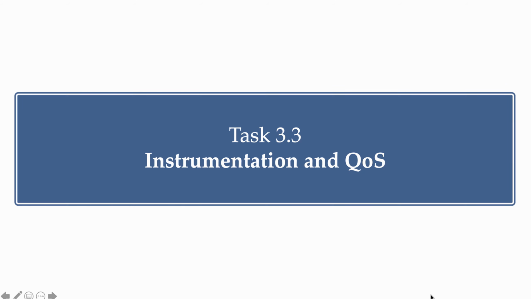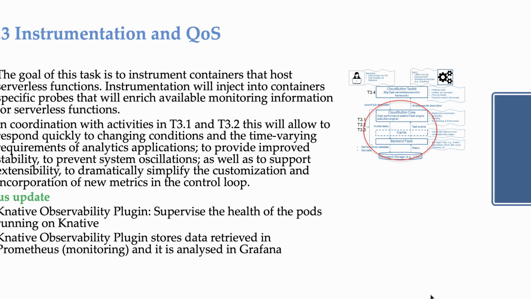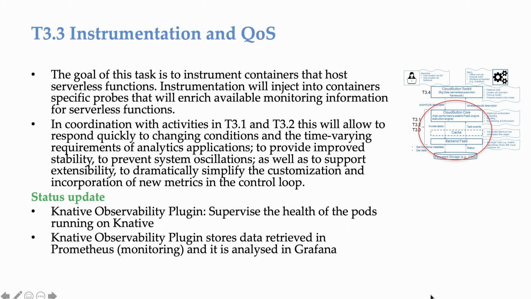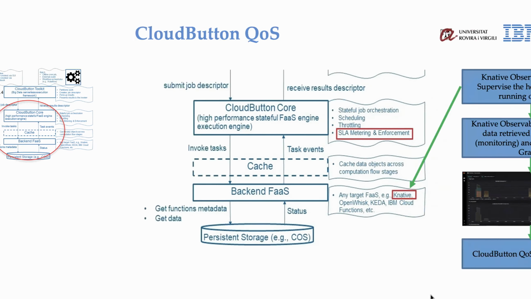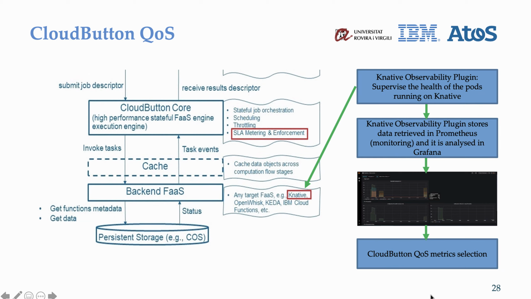Task 3.3, Instrumentation and Quality of Service. This task is led by Atos, and the idea here is to monitor and understand the efficiency of the system in runtime. They developed a plugin for Knative, and then data can be analyzed in runtime. Again, you can see more details in their presentation and in their video. So this is just an overview.